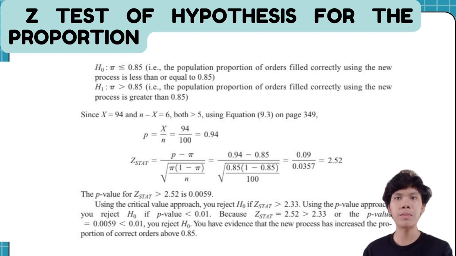We test at a 1% significance level, or 0.01, which is very strict. There are two ways to decide. The first one is the critical value method: if z is greater than 2.33, we reject the null. Our z equals 2.52, so we reject the null again. The second one is the p-value method. We find the p-value for z equals 2.52, which is 0.0059. Since 0.0059 is less than 0.01, we again reject the null.